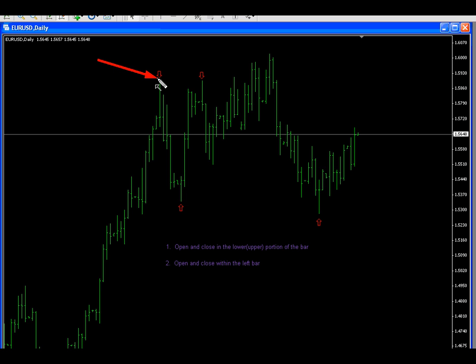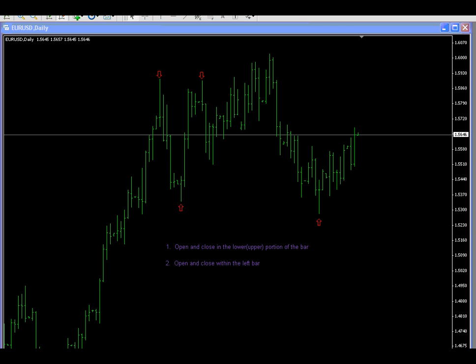So again, looking at this bar, if we look at the open and close here, we see that it's contained within the left bar. So now we have 2 rules so far, that the open and close must be in the lower portion and it must be within the left bar. So right now this meets both of the criteria.